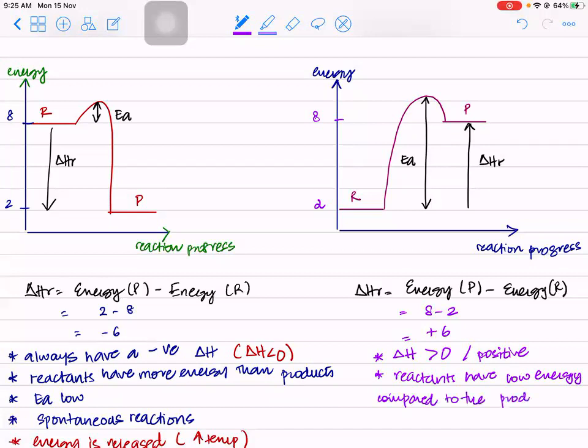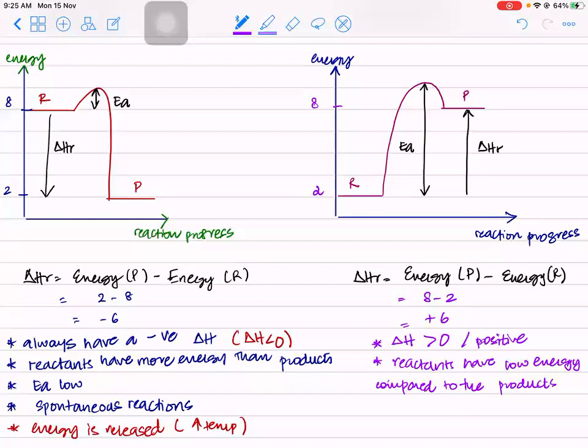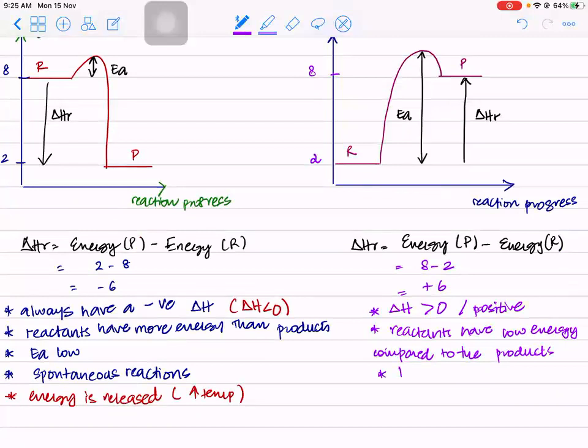So reactants have low energy compared to the products, which is why you have high activation energy. In endothermic reactions, energy is absorbed. Do you see a lot of activation energy is required? So energy is absorbed from the surroundings.